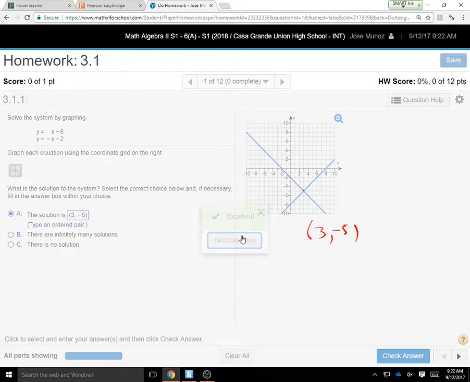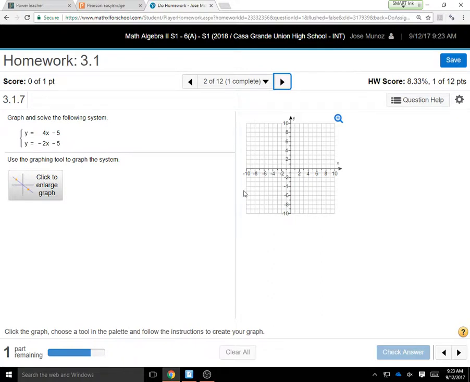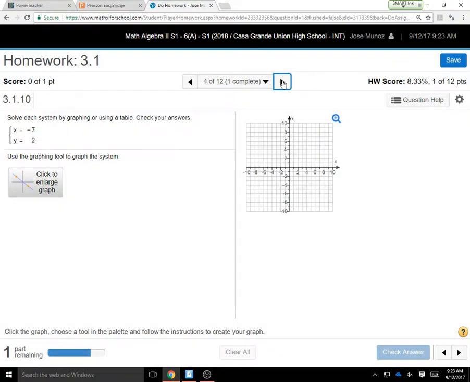Not as bad as we thought. Okay, let's go to the next one. Same idea. Just graph the two, find where they cross, and you plug it back in. Do we want to do this one? All right, let's move on. Anybody need number 3? Same thing. This one's number 4. Okay.